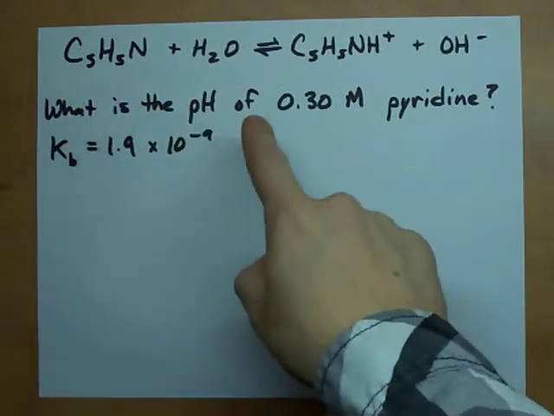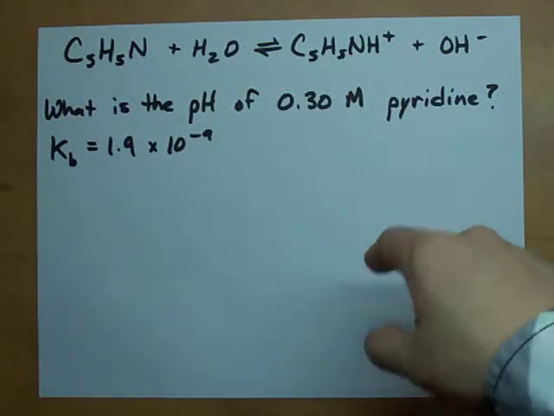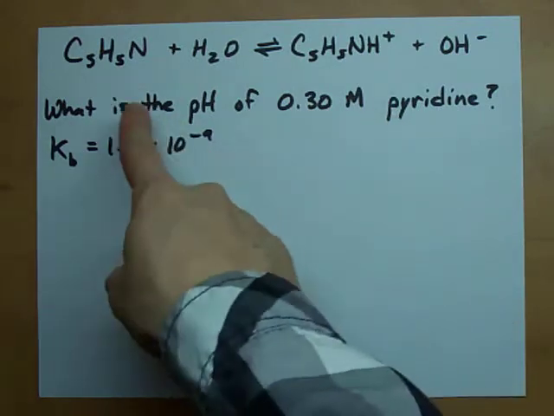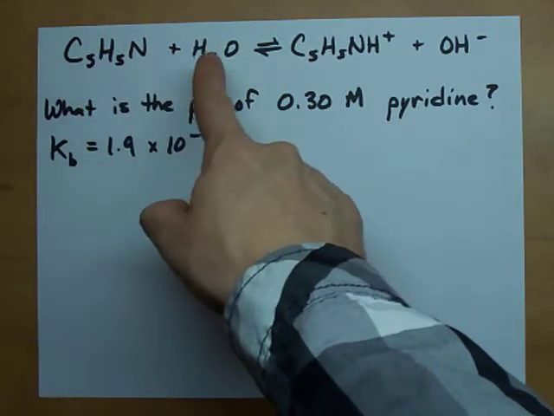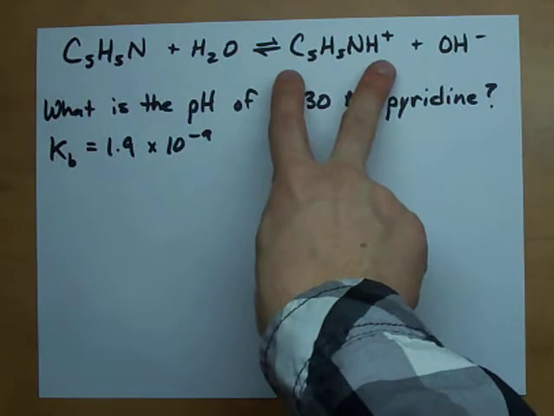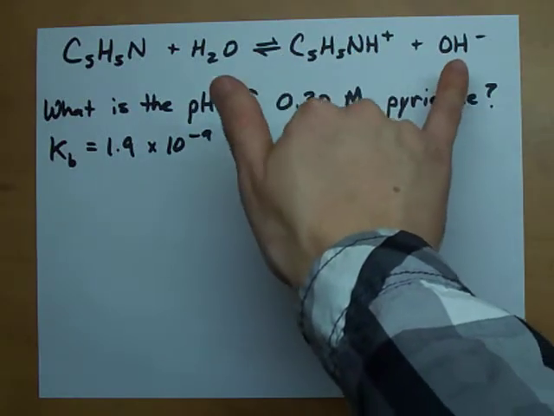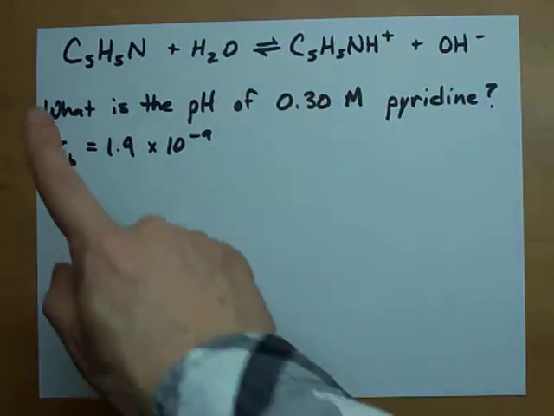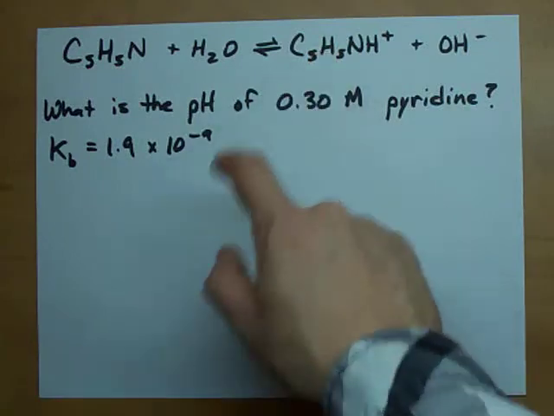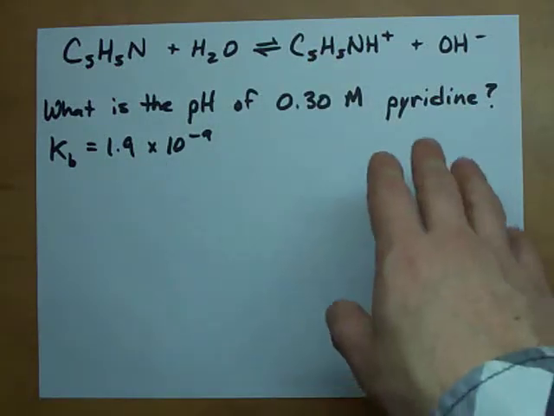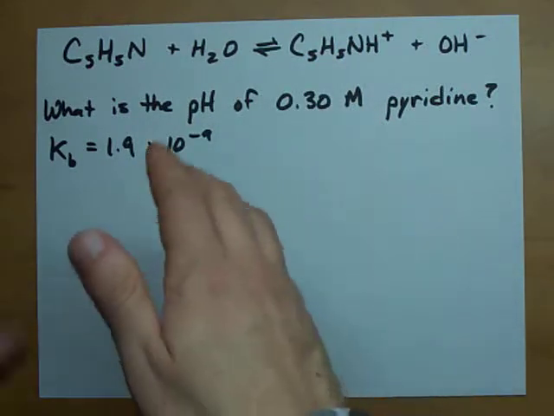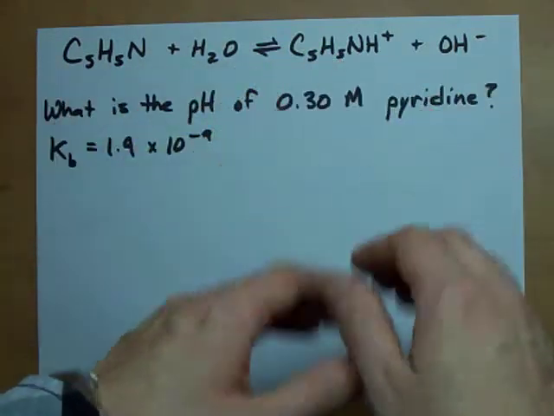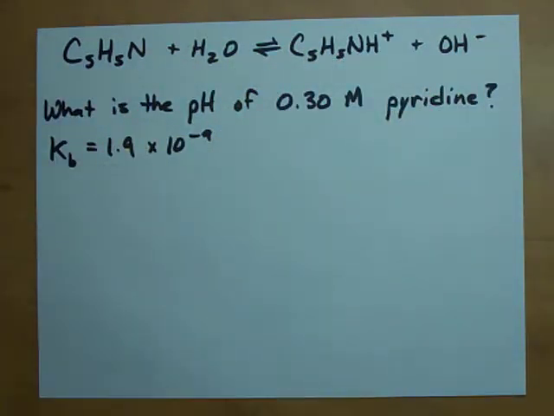Alright, what is the pH of 0.3 moles per liter of pyridine? Pyridine is this base. When you put it in water, it steals a proton from the water and leaves an OH behind. So we got the base and its conjugate acid. We're only putting in pyridine, and then we're letting it equilibrate from there. They gave you the Kb.